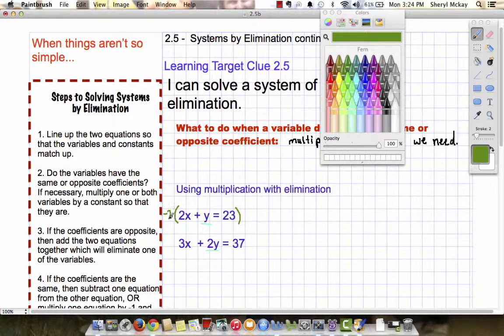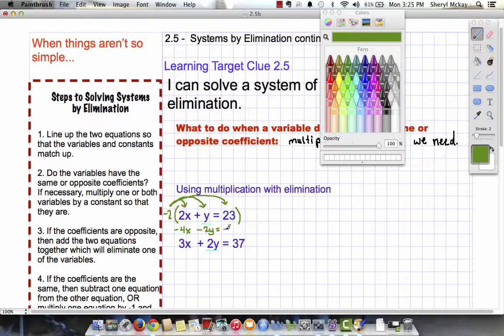Now, here's the rule. I can't just change the y. If I'm going to multiply the y by negative 2, I have to multiply everything by negative 2. So that's what I'm going to do. I'm going to multiply negative 2 by everything in this equation. So negative 2 times 2x gives me negative 4x, and I'm just going to write it below like this. Negative, and remember it's kind of the distributive property here, negative 2 times y is negative 2y, and negative 2 times 23 is negative 46.